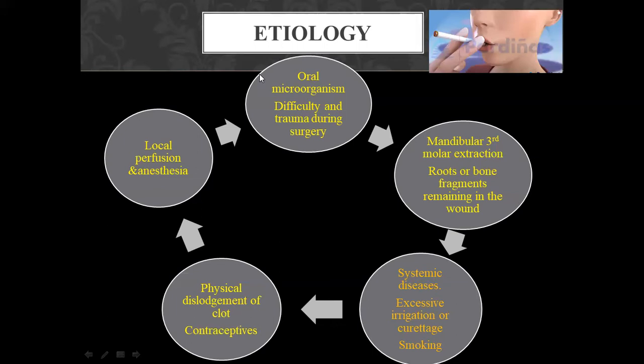Local anesthesia with a vasoconstrictor. Since a vasoconstrictor is used along with lignocaine, that vasoconstrictor will increase the frequency of osteitis because of the temporary ischemia, which lasts for 2 hours and is followed by reactive hyperemia, which makes it relevant in the disintegration of the blood clot.